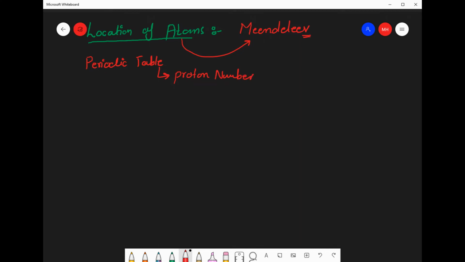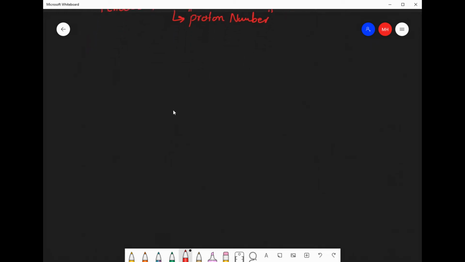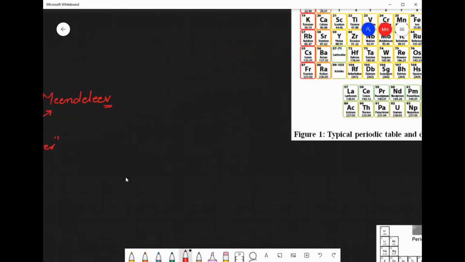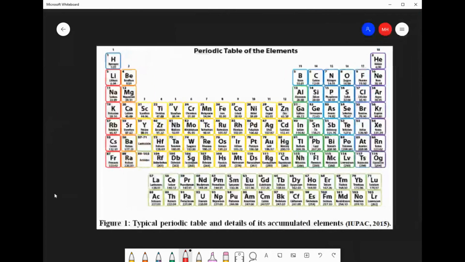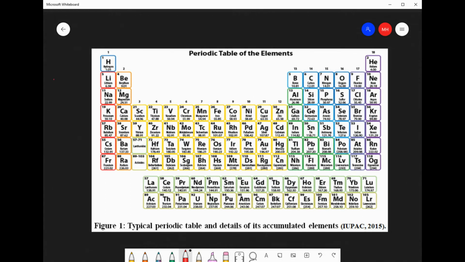So for now, just keep this in mind that Mendeleev placed all the atoms which were discovered at that time into a table and named it a periodic table. The way he arranged it was according to their proton number. Make sense? Now, the periodic table which you have seen a lot of times looks like this, and it has 118 atoms inside it recently.